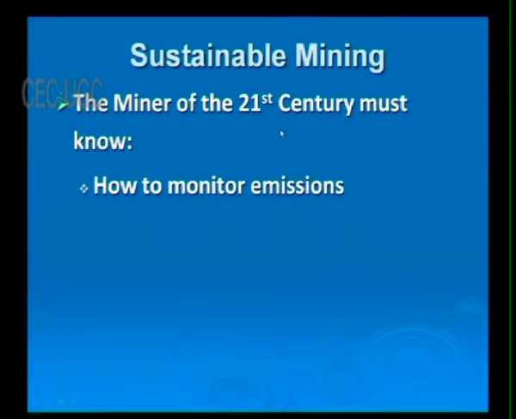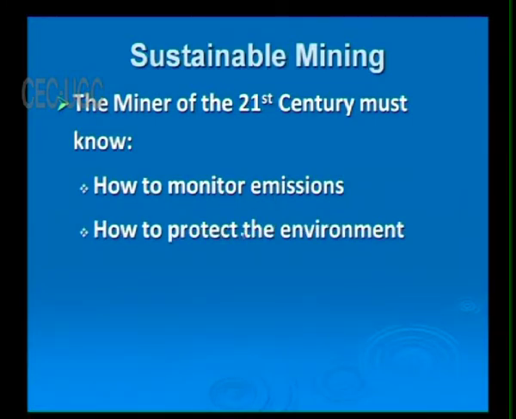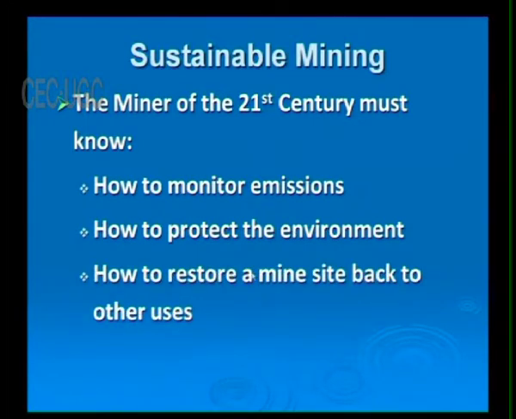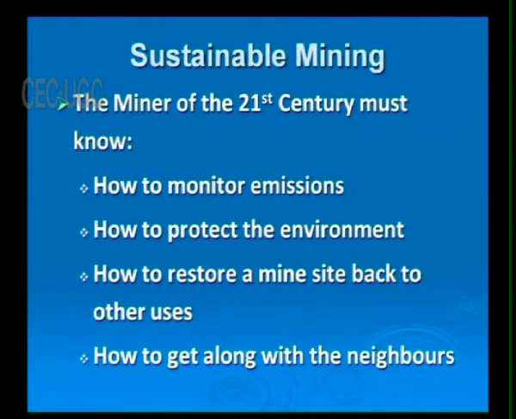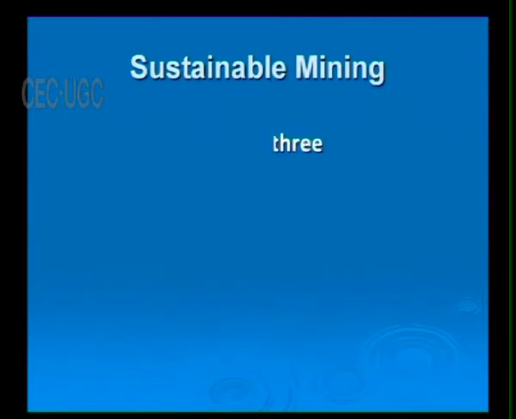See, the miner of the 21st century must know how to monitor emission, how to protect the environment, how to restore a mine back to other uses, and how to get along with the neighbors. And therefore, the current miners have to be very cautious about all these factors. That means, they have to monitor the emission, and they have to get along with the neighbors, and they have to close the mine after the mining operation is over, and all these are the fundamental duties of a miner of the 21st century. They were not imposed in the 19th century, but now they are particularly important.